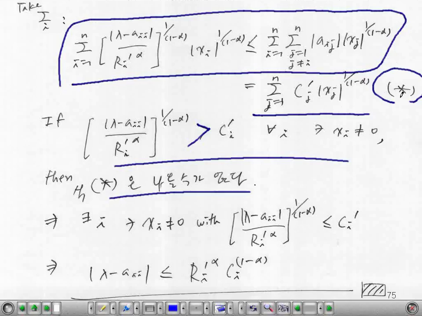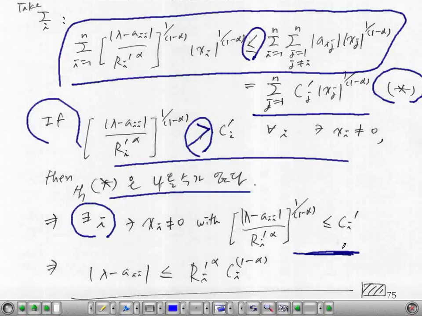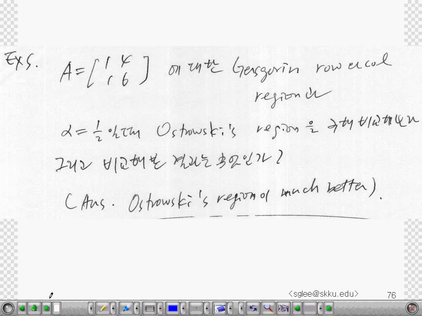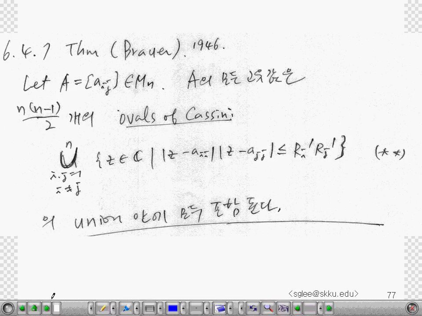Okay. We have this. But if this holds, then we cannot have this. So that means there exists some i which satisfies this. Here, so this is what we have. Then take the 1 minus alpha power here and move these two here. That gives us this. This gives a radius for the i-th row. Okay, this works for all i, so all we have to do is take a union of it. Then all eigenvalues are here. That's the generalization Ostrowski found.